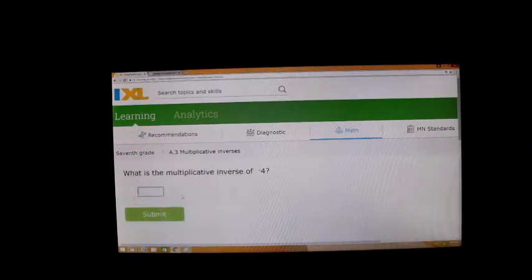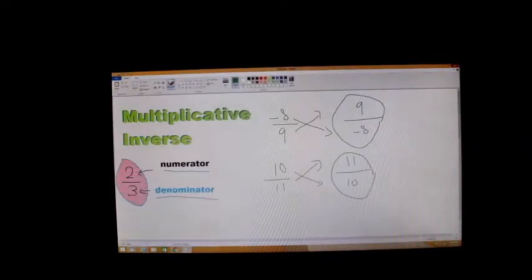What is the multiplicative inverse of negative 4? The question is asking us the multiplicative inverse of negative 4. We always know that there's always a 1 under the number. All we have to do is switch the position of these two numbers. Therefore, it equals 1 over negative 4. That's our answer.